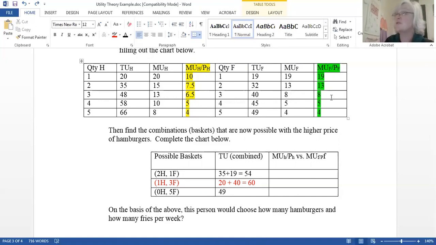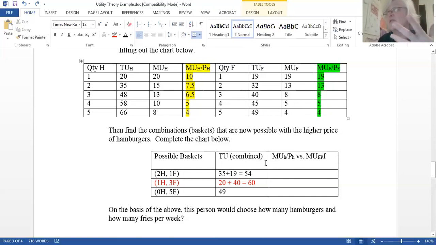I can't afford a second hamburger, so I'm going to go and get my third French fry. Good thing, too, because the third French fry would have provided me more utility than the second hamburger. Anyways, the second hamburger was only 7.5. The third French fry would have been 8.